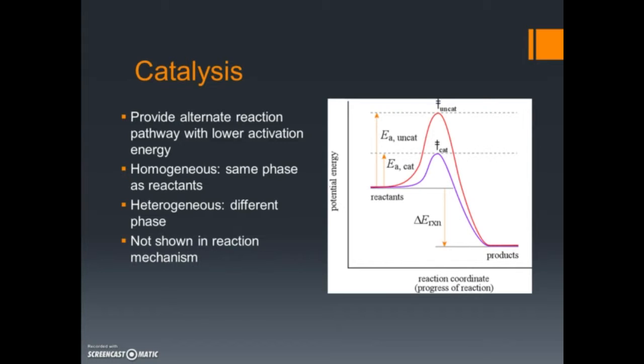On the right, you can see a graph where the purple line is a catalyzed reaction and the red line is an uncatalyzed reaction. And the purple line has lower activation energy and it takes a different pathway, but it comes from the same reactants and reaches the same products as the other pathway.